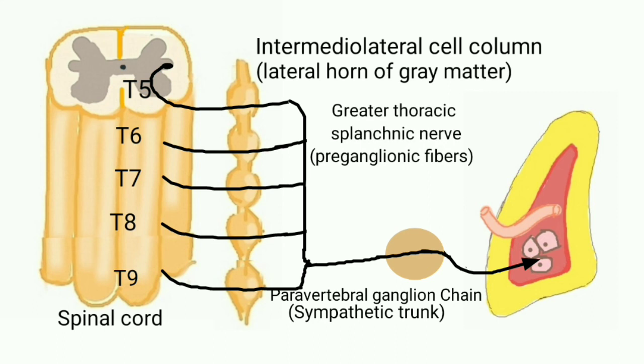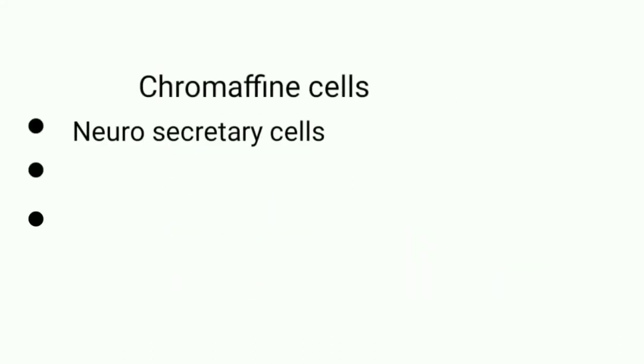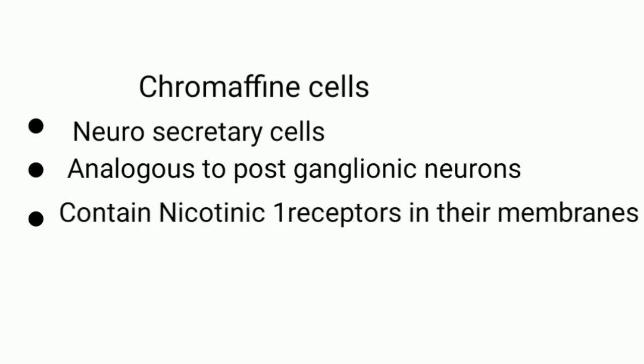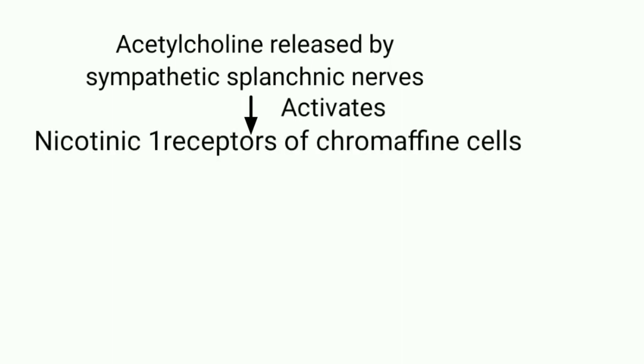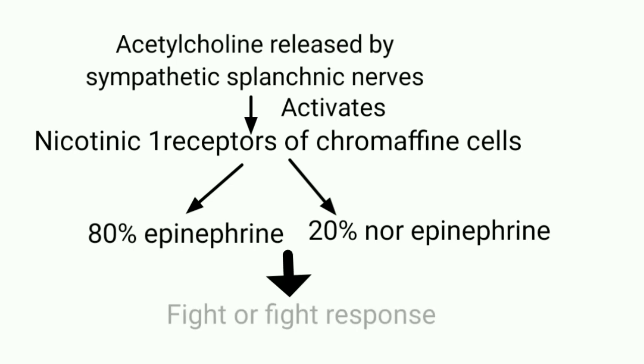Some of the fibers of the greater splanchnic nerve will bypass the celiac ganglion and enter the adrenal gland to synapse on the membranes of the chromaffin cells. Chromaffin cells are neurosecretory cells and are analogous to postganglionic neurons. These cells contain nicotinic 1 receptors in their membranes. Acetylcholine released by the sympathetic splanchnic nerves activates nicotinic receptors on the membranes of the chromaffin cells, resulting in the secretion of 80% epinephrine and 20% norepinephrine into the bloodstream, producing a systemic or whole body fight or flight response.